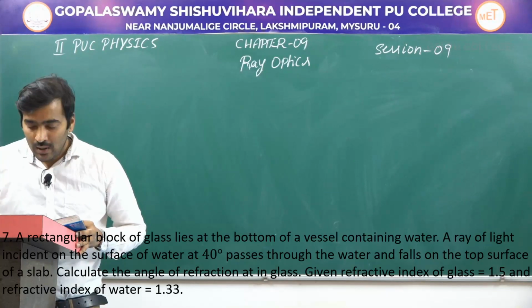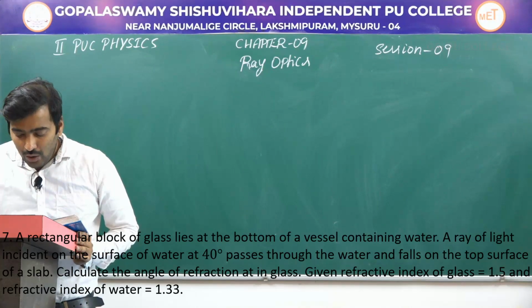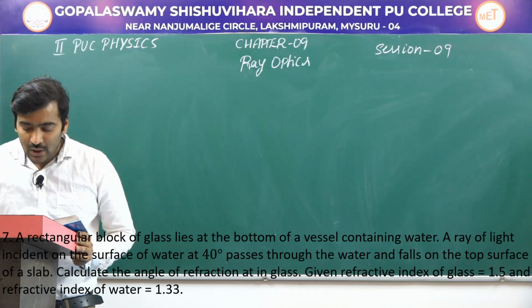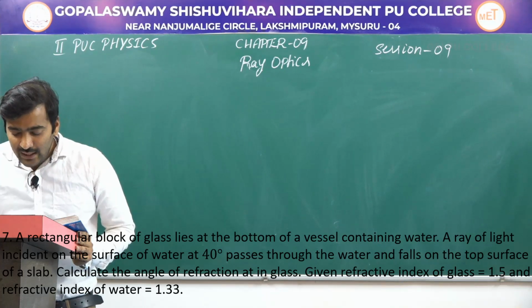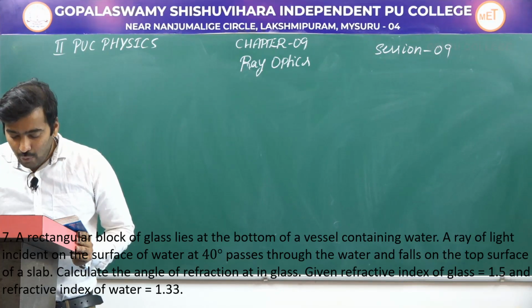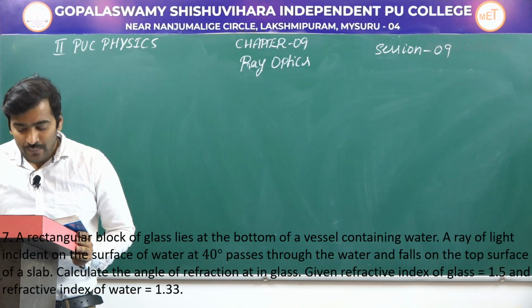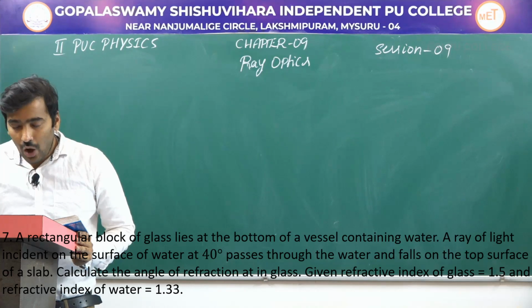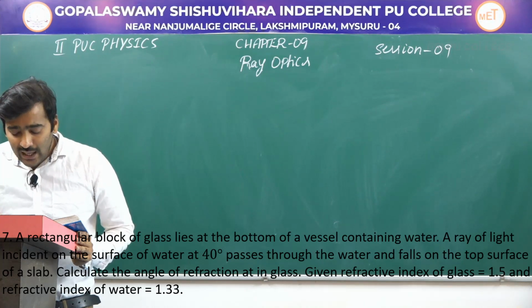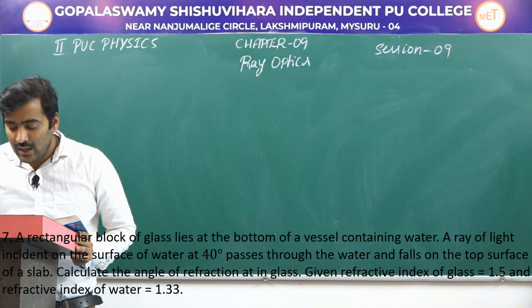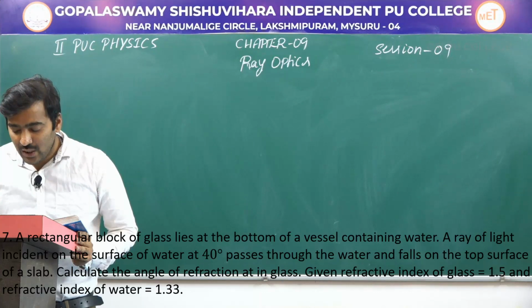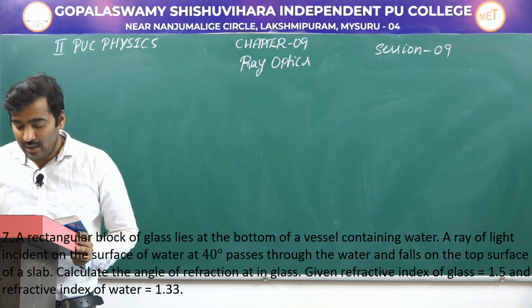The next problem is, a rectangular block of glass lies at the bottom of a vessel containing water. A ray of light incident on the surface of water at 40 degree passes through the water and falls on the top surface of the glass slab. Calculate the angle of refraction in glass. Given that refractive index of glass is equal to 1.5 and refractive index of water is equal to 1.33.